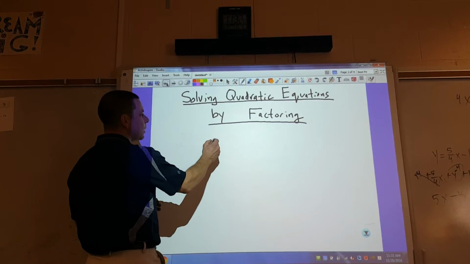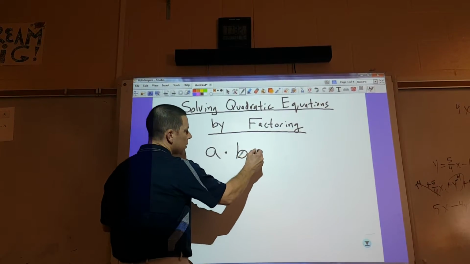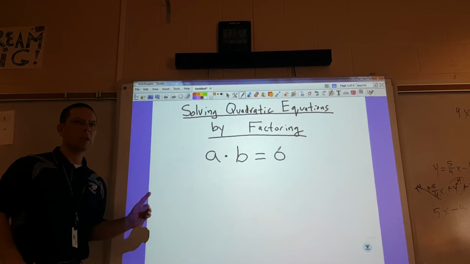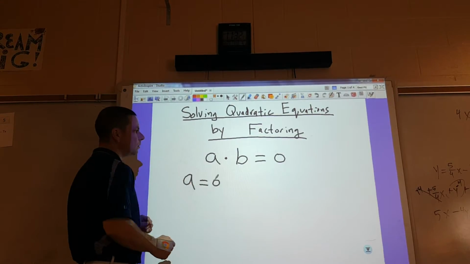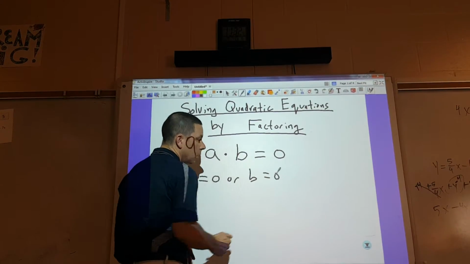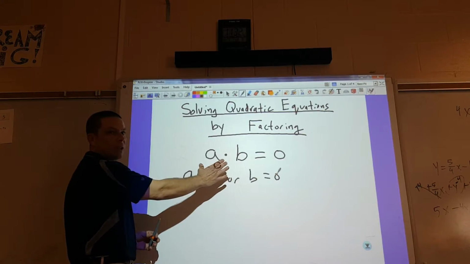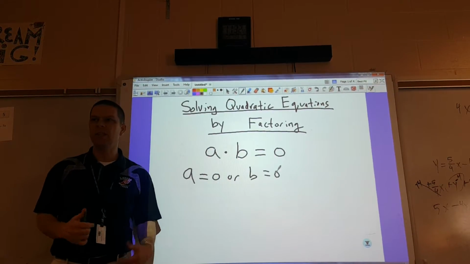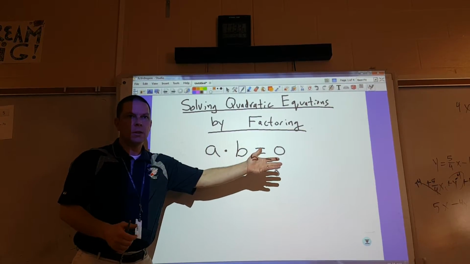If you have two things multiplied together, we'll use A and B, and the result is equal to 0, then one of those two things, A, has to be equal to 0, or B has to be equal to 0, or they could both be equal to 0. But for two things to multiply together and give you a result of 0, one of them has got to be 0. Make sense? 0 times 7, let's say, the result is 0.